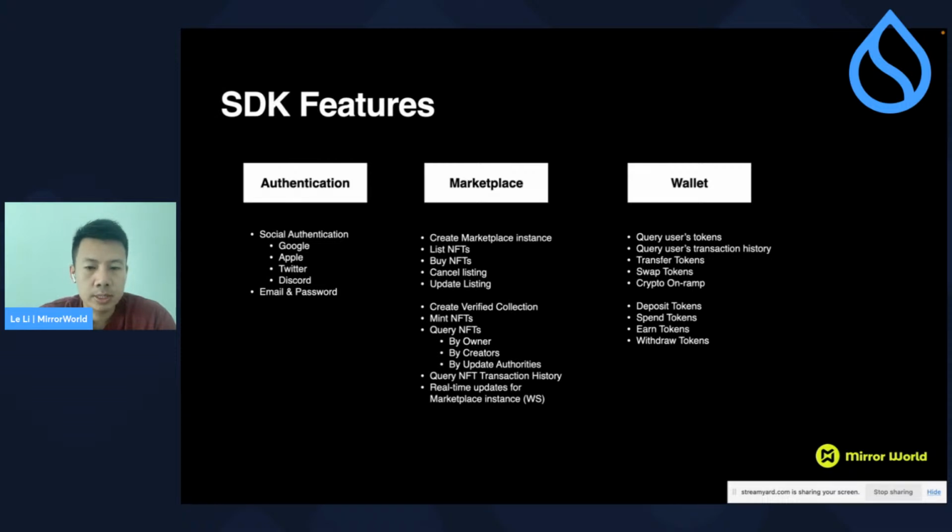So the best way we think we can do is we provide a seamless login, especially Web2 login experience, to those Web2 users. That's why we think social auth is the best way, since they are familiar with it, to log into your dApps. So that's the first SDK feature, which is authentication.